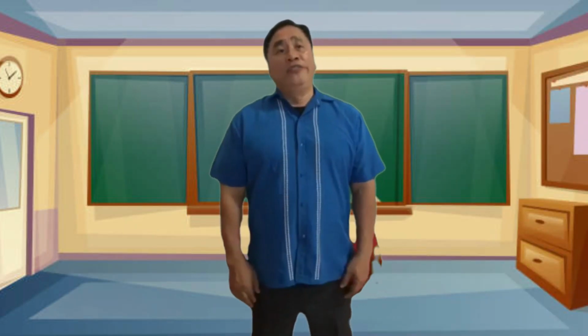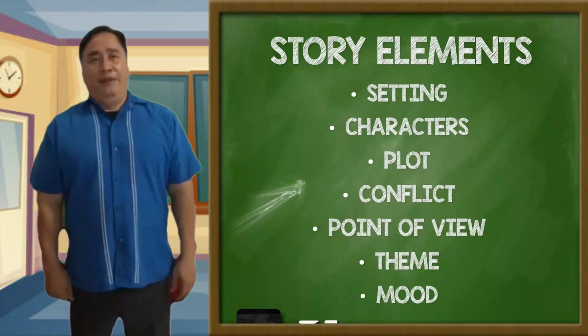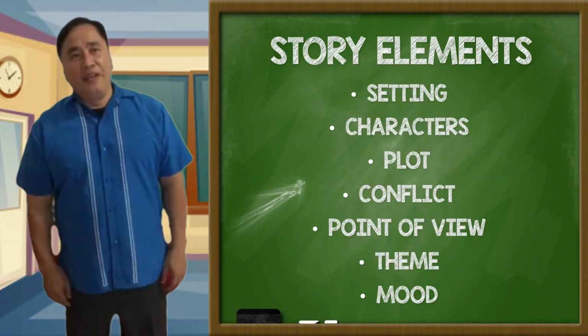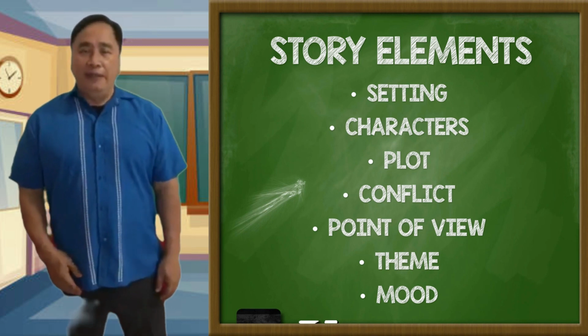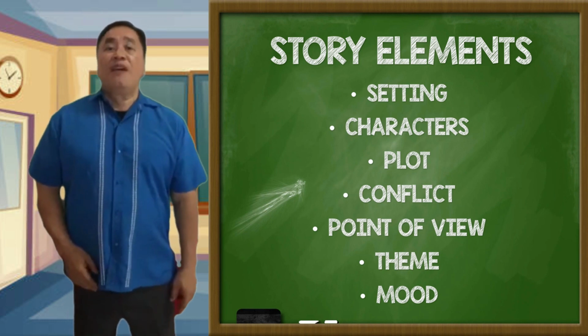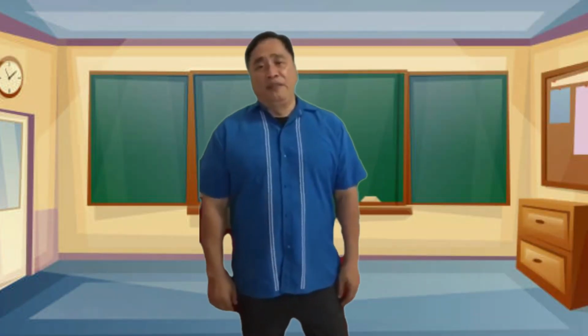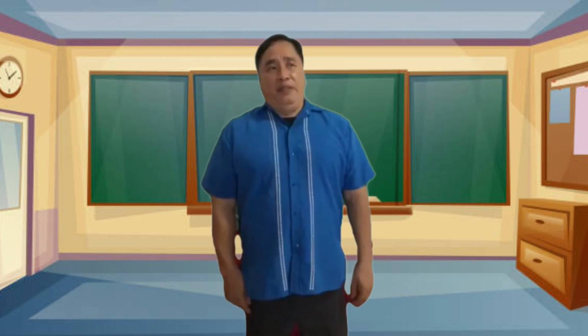Alright, so what are the story elements? We have setting, characters, plot, conflict, point of view, theme, and mood. Based on the study of the story elements, my dear students, I'm giving you an activity. I have here a picture, and in your own words, write a detailed description of the setting.